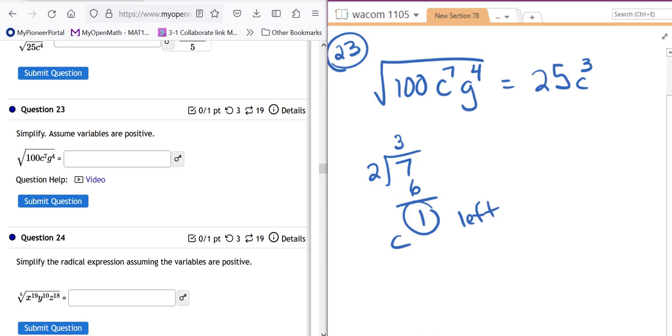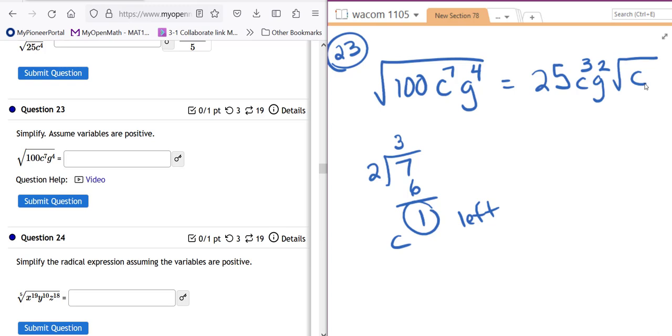And this was the c's. The g's divide evenly. 2 will go into 4 2 times. So you have 2 g's outside. You still have your radical just for the c, and there was 1 c left over.